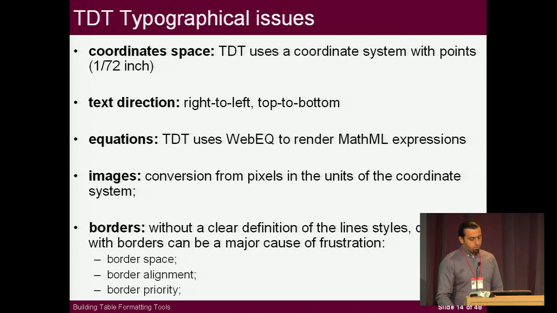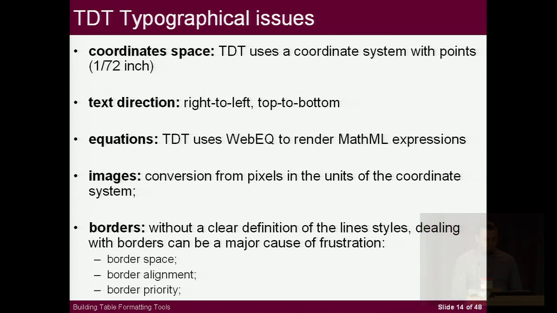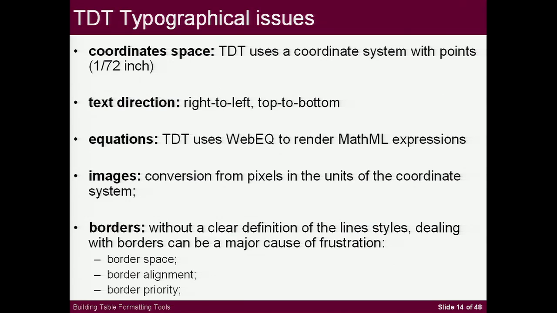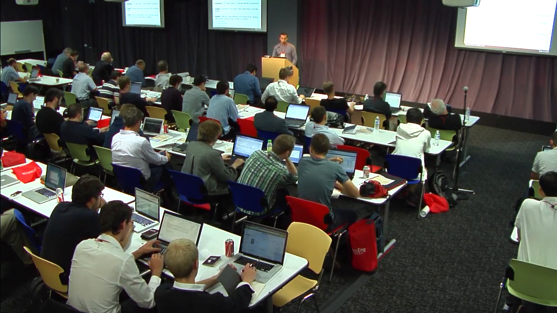When dealing with images, you have to convert from pixels, or whatever units the images are coming with, into the units of the coordinate system you are implementing. And I left borders, especially at the end, because borders cause a lot of problems when you are trying to alter a table. You have probably experienced yourselves all these issues around borders. And you have to deal with the border space, with the border alignment and border priority.